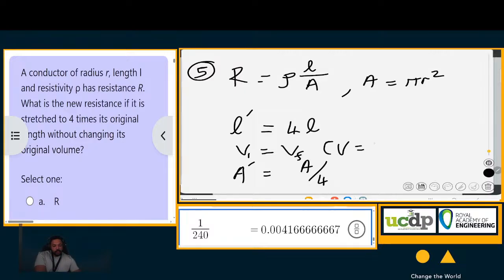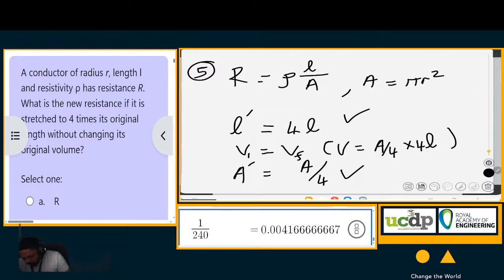Let me write it with a space. Volume is equal to area of the base multiplied by the length. Now they tell us that the volume must be the same, but we've already made the length 4 times longer. The only way that the volume can be the same is if we make the area 4 times smaller, because then the factors will cancel and the volume will still be the same. So that is why the new area A prime will be 4 times smaller. So we have the new length and the new area in terms of the old length and old area.